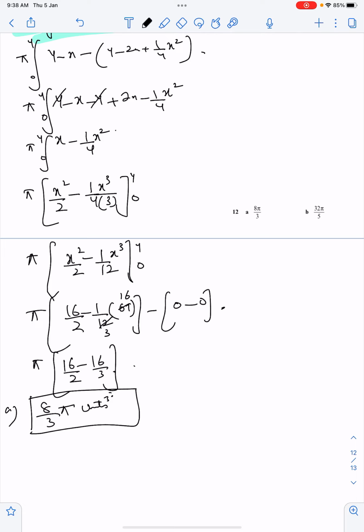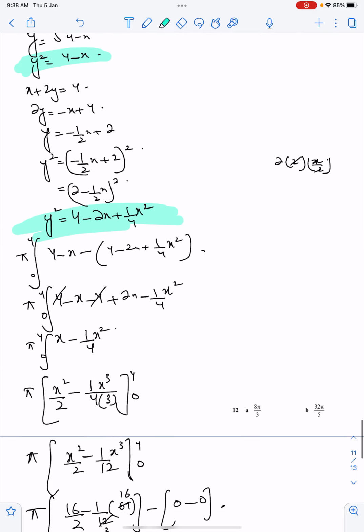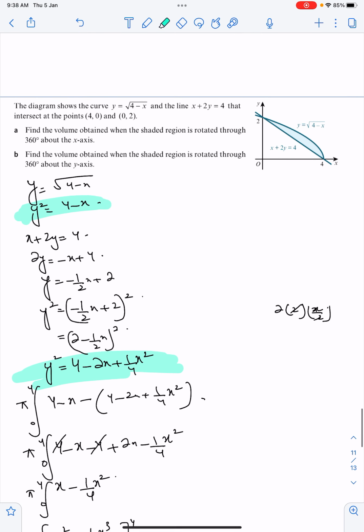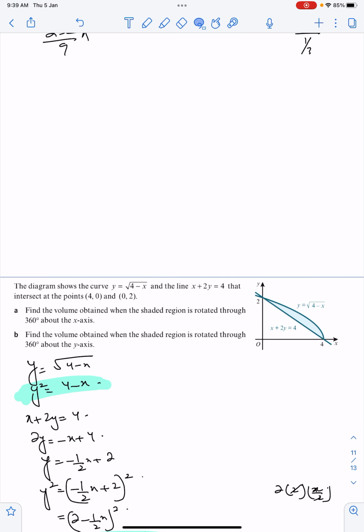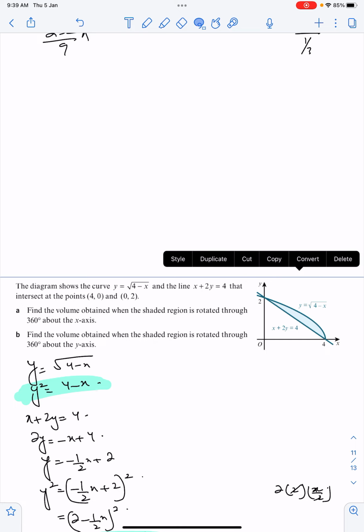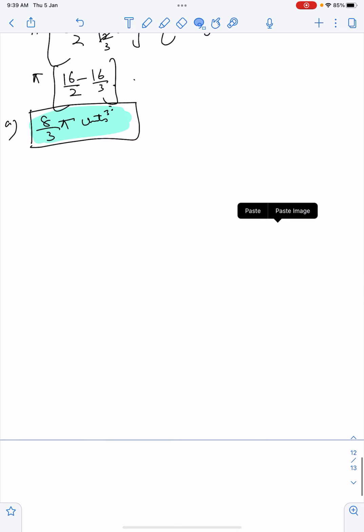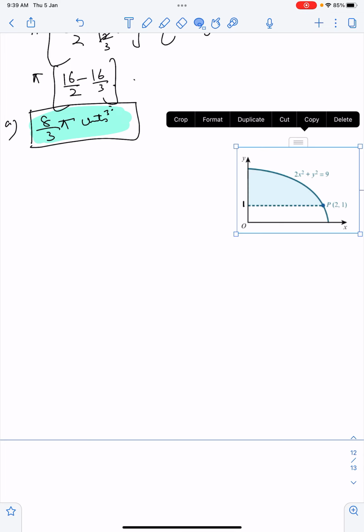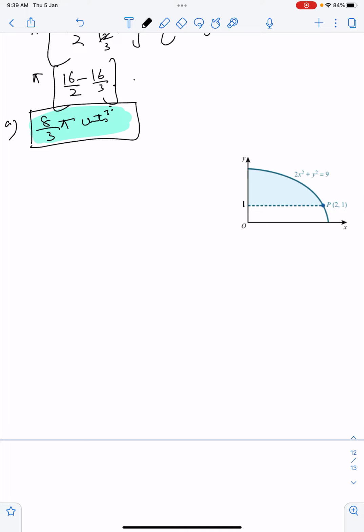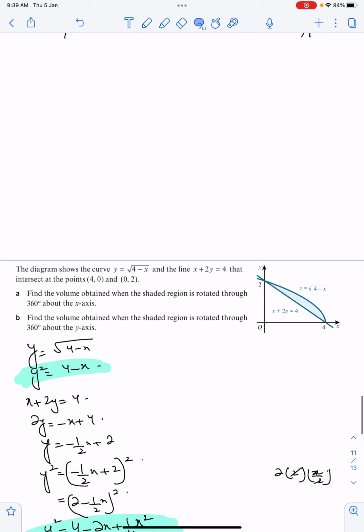Okay, now the second part, they are saying that if the same solid, the same area, is rotated 360 degrees about the y axis, what will be the volume? Okay, now for the y axis you have to make x the subject in both of them. Okay, so let's do that. I'm just taking the diagram down so that I can work conveniently. Sorry, I have to take this diagram down.